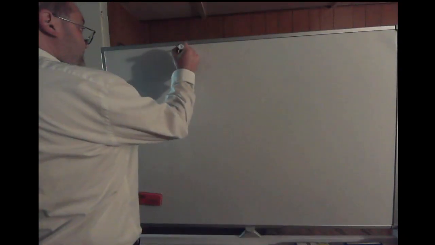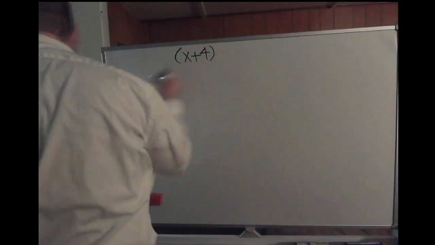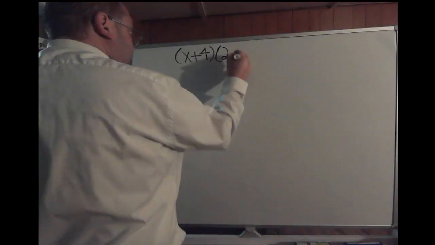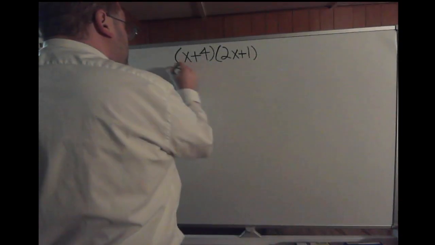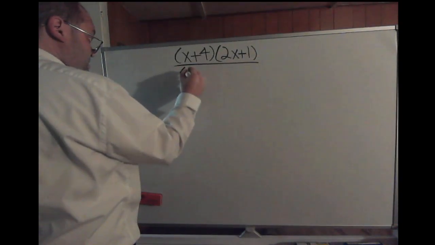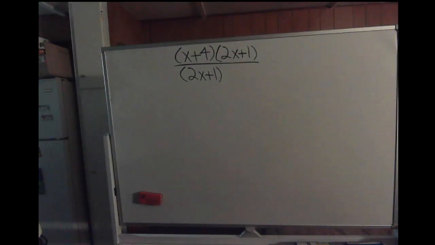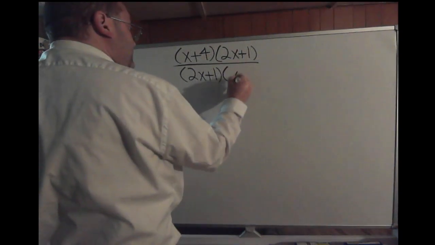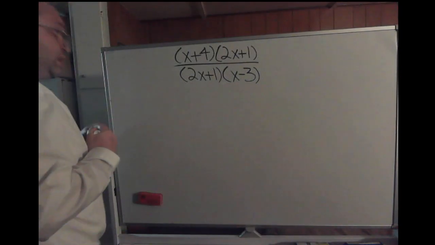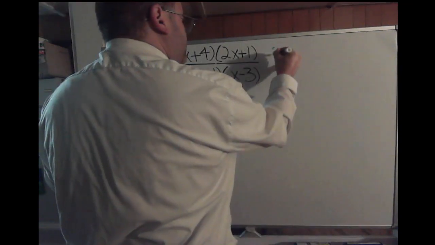Alright, this one's already factored. You have the quantity of x plus 4 times the quantity of 2x plus 1 all over the quantity of 2x plus 1 times the quantity of x minus 3. Well, first, again, look for restrictions on your variables that would make the expression undefined.